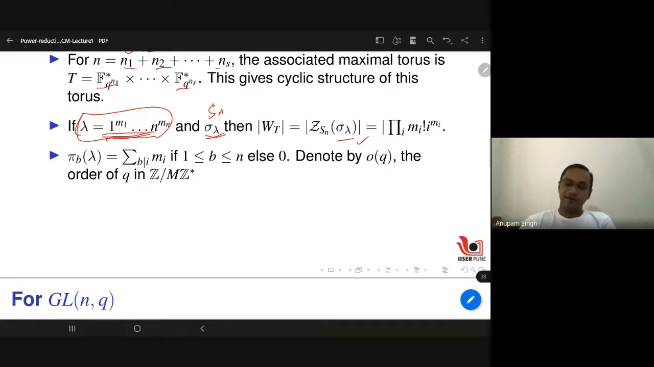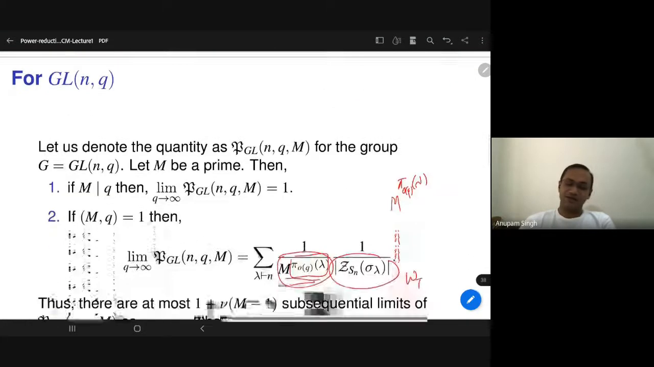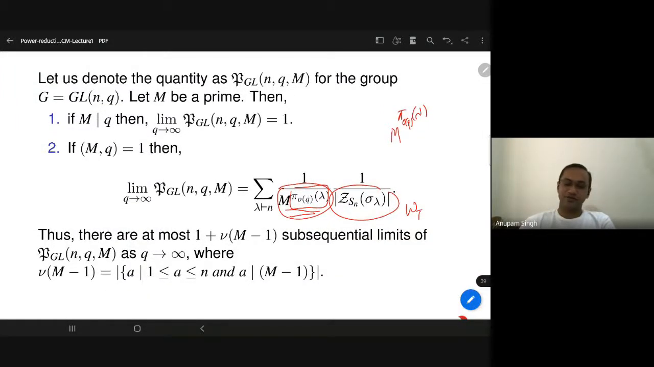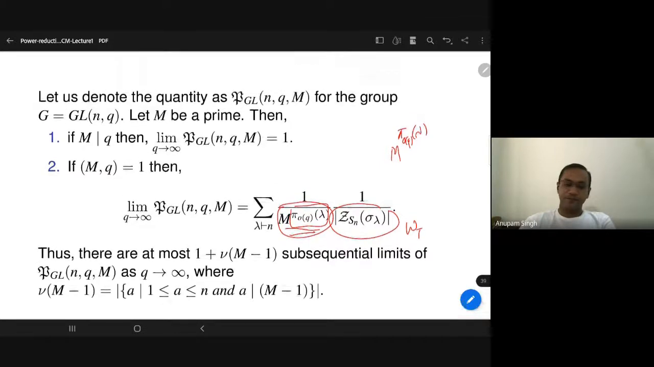And O_Q is supposed to be the order of Q in (Z mod M Z) star. So basically I need to compute this value only for something in (Z mod M Z) star. So this can take at most M minus 1 values, right? This power can take at most M minus 1 values, and that gives you finitely many values here. In fact, it can be said precisely that the total value will be 1 plus nu(M minus 1) for GL_N. And what is nu(M minus 1)? This is nothing but the set of all those A between 1 and N such that A divides M minus 1. It can be said very precisely.